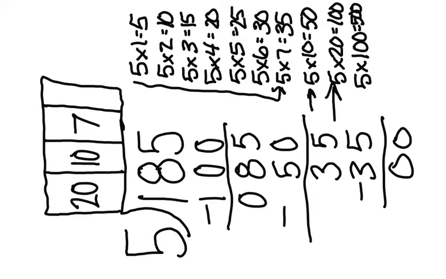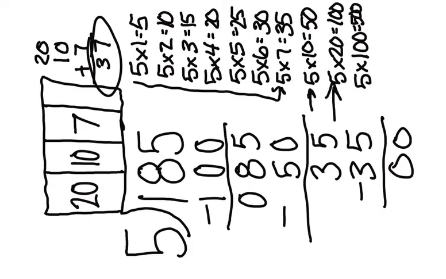We're left with 0. So how many groups of 5 do we have to take out? We took out 20, 10, and 7. Let's add those together. 0 plus 0 plus 7 is 7. 2 plus 1 is 3. This says that 5 goes into 185 37 times.